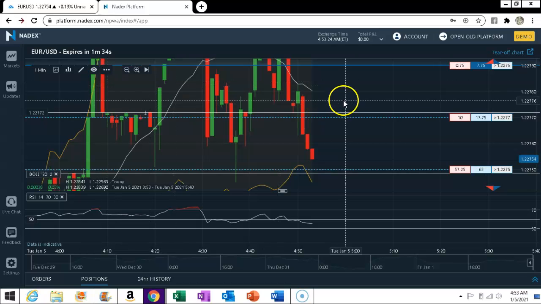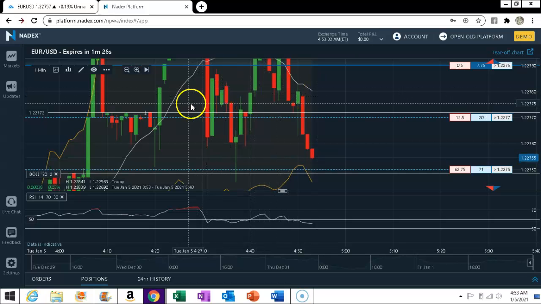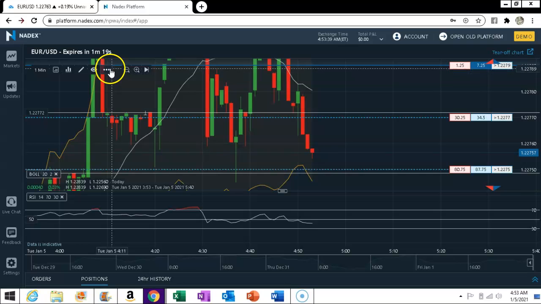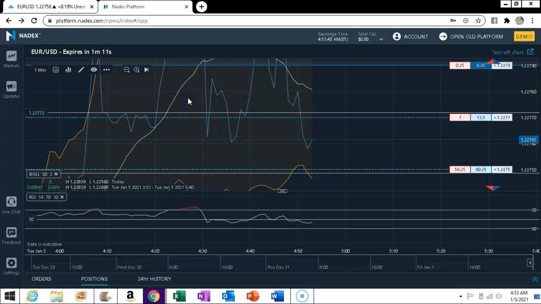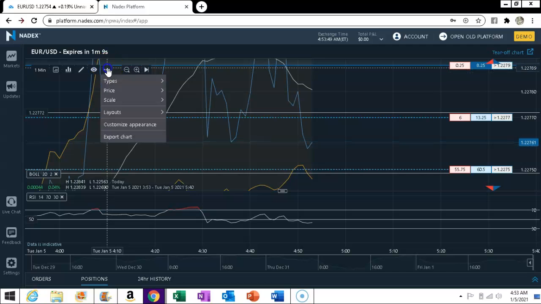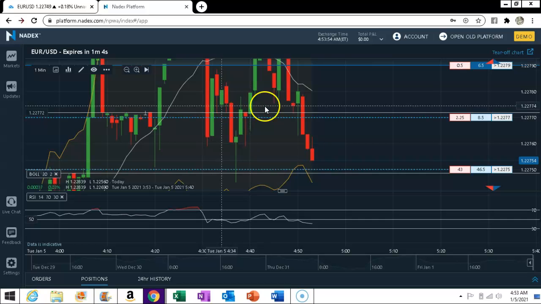I think when you first sign up to Nadex and you get into the platform, you'll be on the line chart. I'm not sure. So just in case you are on the line chart, to get the candles, you go here to types, and then you just click candlestick. This is the line chart right here. So you go here, types, and then click on candlesticks, and this will come up.